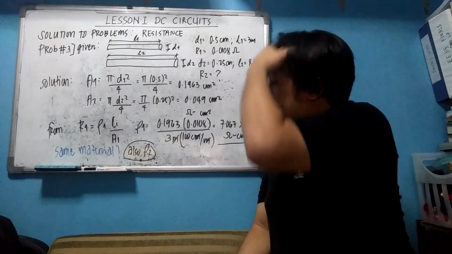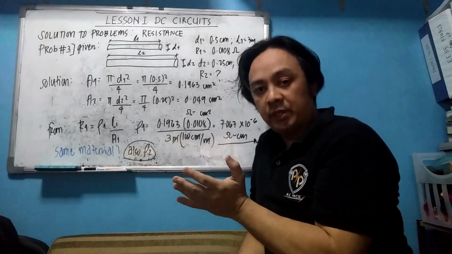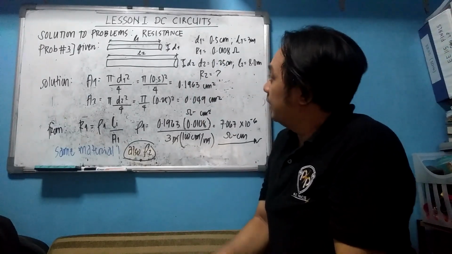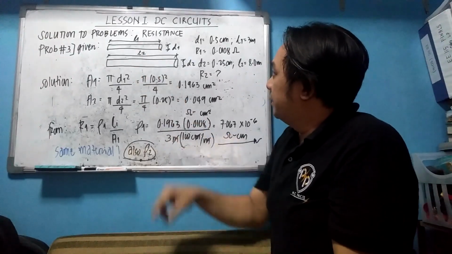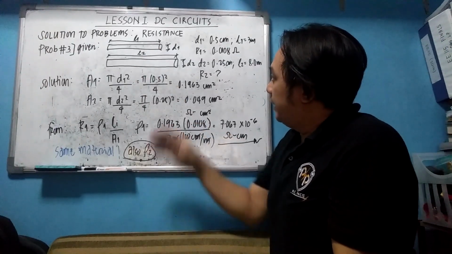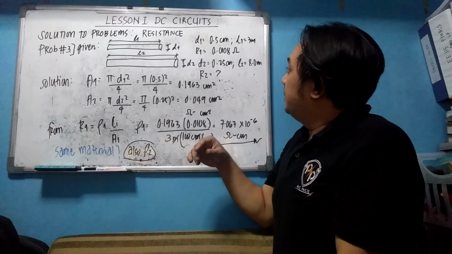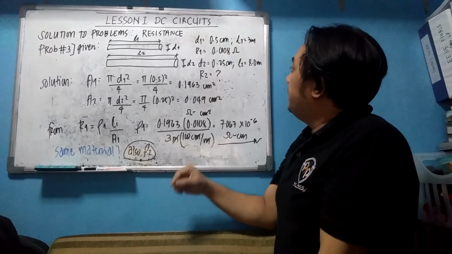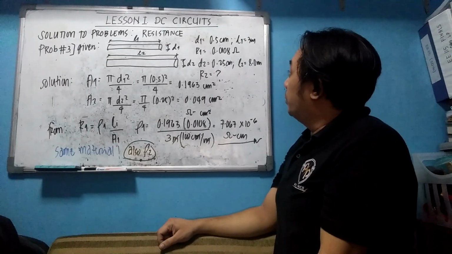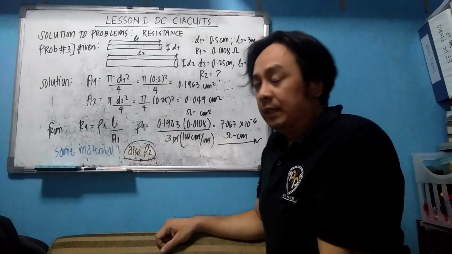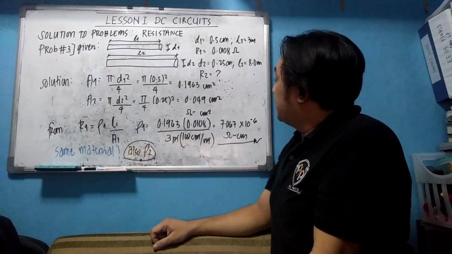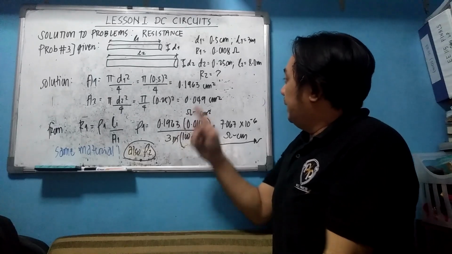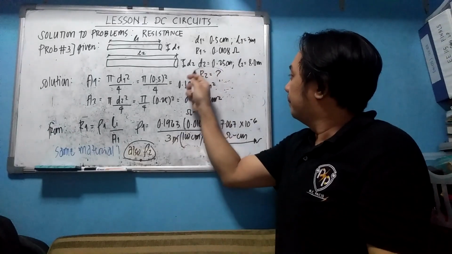Okay, now, to solve the problem, first we need to know the given of the problem. The problem has a given of length 1, d1 and length 2, d2, and this is the diameter 0.5 centimeter, length 1 of 3 meters, resistance of 0.0108 ohm, and we have the diameter at the second condition as 0.25, length 2 at 8 meters, and this is the required in the problem.